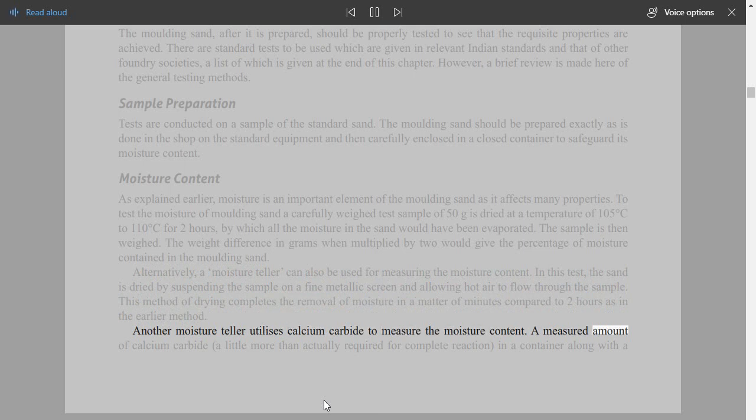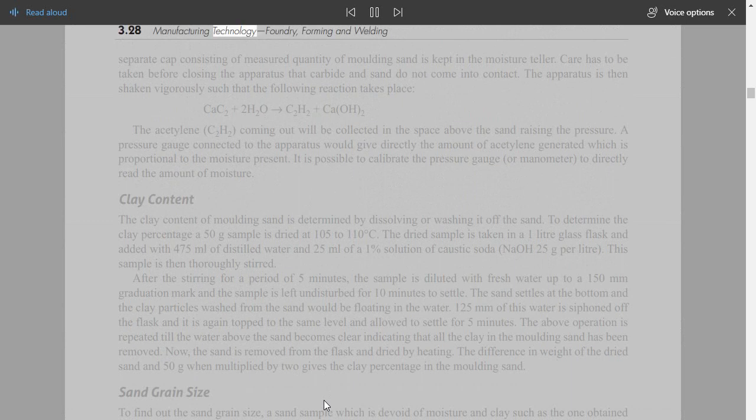A measured amount of calcium carbide, a little more than actually required for complete reaction, in a container along with a separate cap consisting of measured quantity of molding sand is kept in the moisture teller. Care has to be taken before closing the apparatus that carbide and sand do not come into contact. The apparatus is then shaken vigorously such that the following reaction takes place.